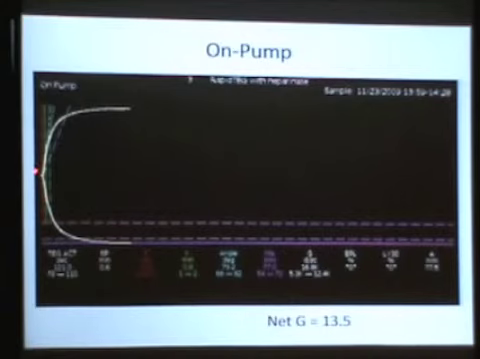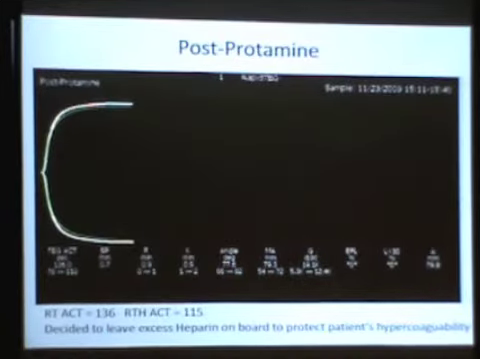Here's the bypass run. A beautiful ACT, but notice your G is starting to climb. See how your net G is starting to climb? The Plavix is wearing off now. During the procedure, it's getting less and less. She's becoming more hyper as the case is proceeding. Post-protamine. See where G is at now?